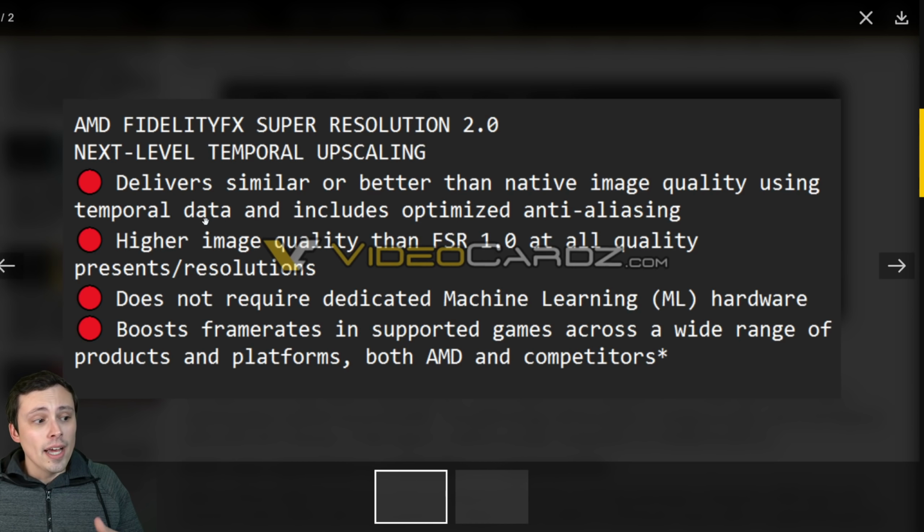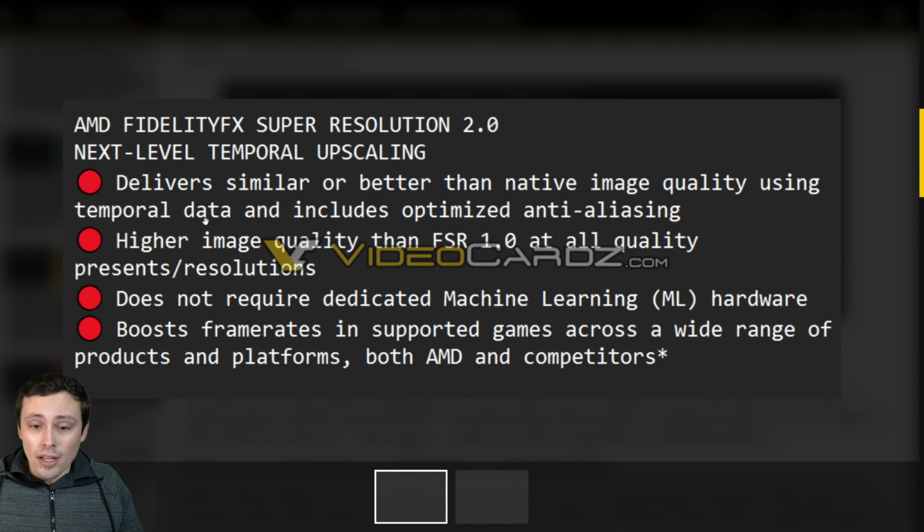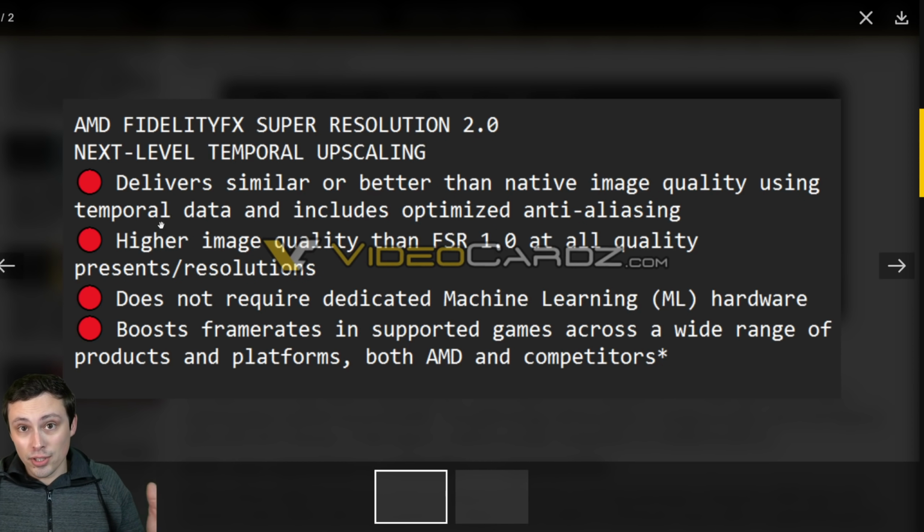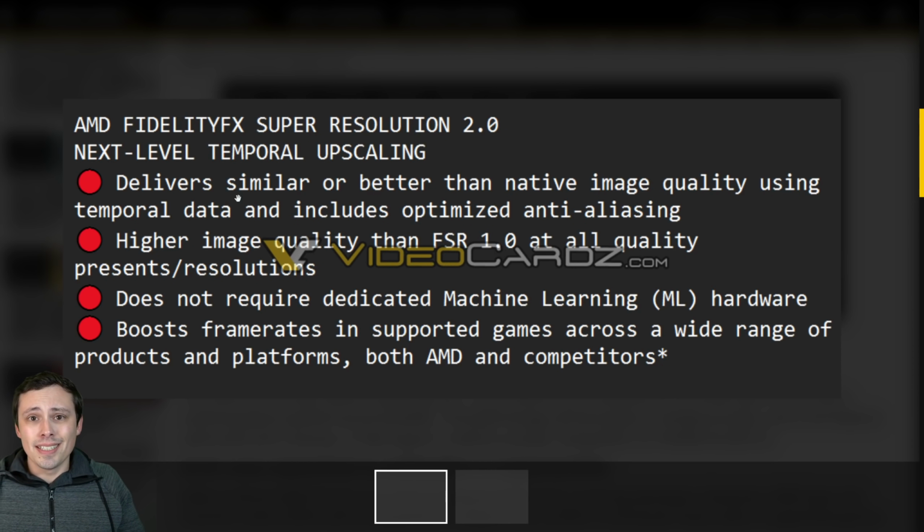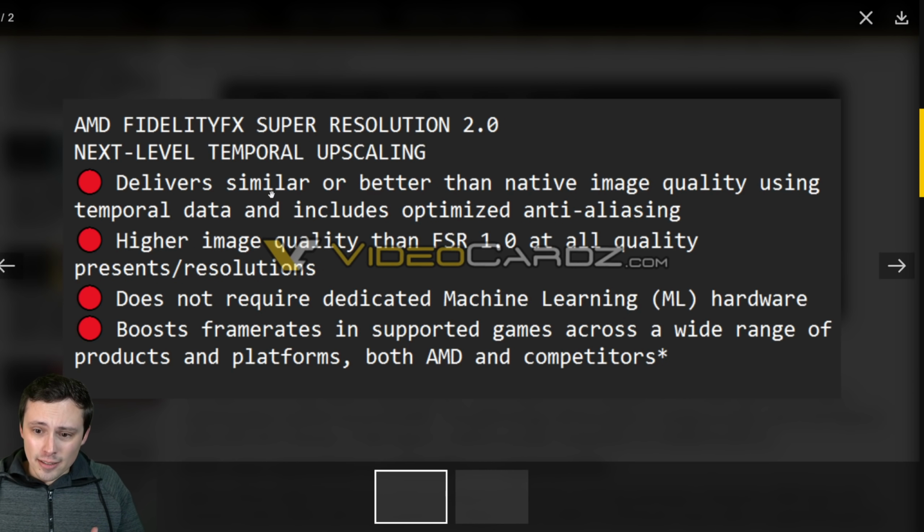I think that means that doing something like RSR, where RSR can just be applied at the driver level to any game, I don't think that we're going to be able to do that with FSR 2.0 because it's going to require the temporal data, motion vectors, that kind of stuff, most likely from the game itself. And so it probably needs more of an actual build into the game engine or closer work with the developers for this to actually work, more like DLSS.